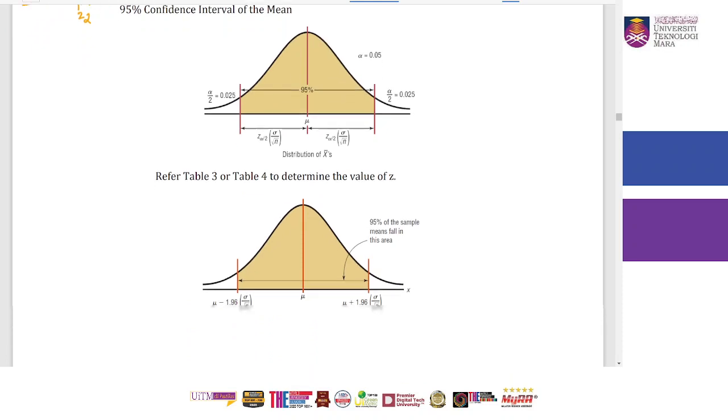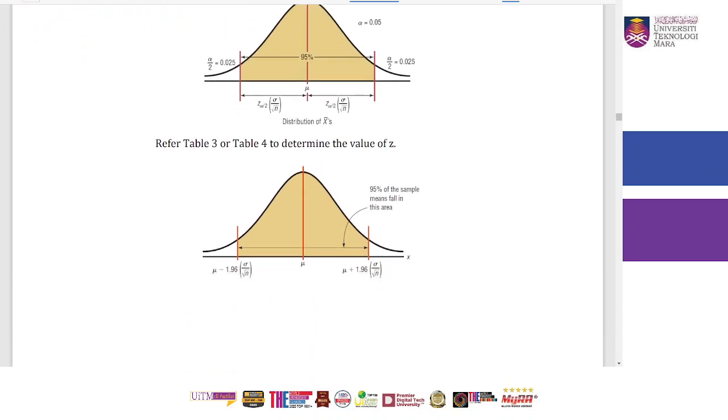Okay, this is the estimate for this part, because this is its area. So we have X bar. Mu minus this value gives you the confidence level or the lower limit. Mu plus the error gives you the upper limit. So these are the ways to calculate the confidence interval.